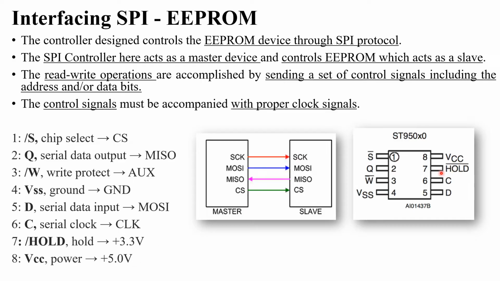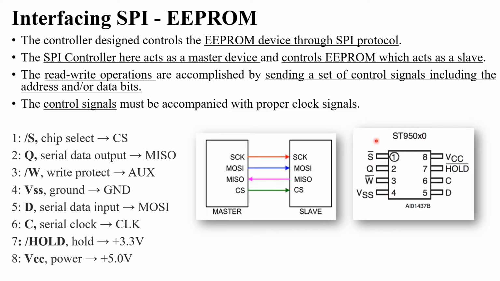Next, hold means they require a minimum plus 3.3 volt power supply. This is the minimum power supply required for performing read and write operations. Then C means serial clock, so this pin is interfaced with the serial clock pin, the SCK signal. And the last one is D, that is serial data output. This pin is connected to the MOSI, that is master output slave input.